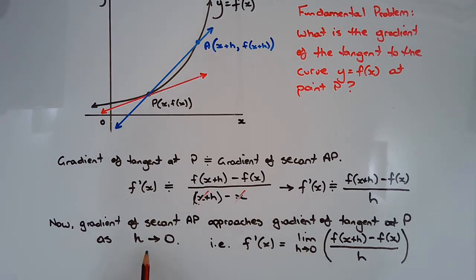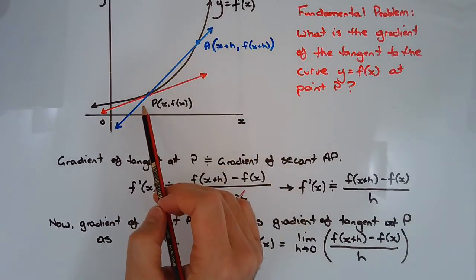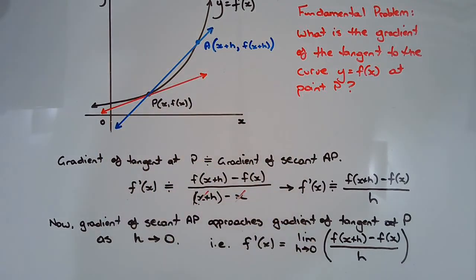Now, if we can somehow make h 0, then the gradient of the secant equals the gradient of the tangent. That's no longer an estimate. So f dash of x is in fact equal to, no longer approximately equal to, but equal to the limit. Think of the limit as like an endpoint, sort of an end value. The limit as h approaches 0 of f(x plus h) minus f(x), so that's our rise, y2 minus y1, over our run of h.